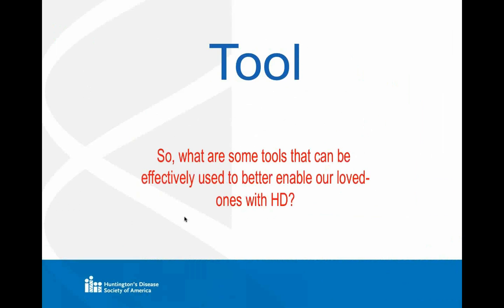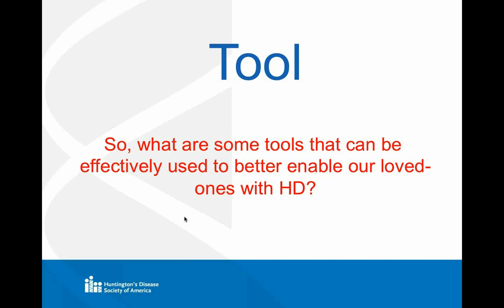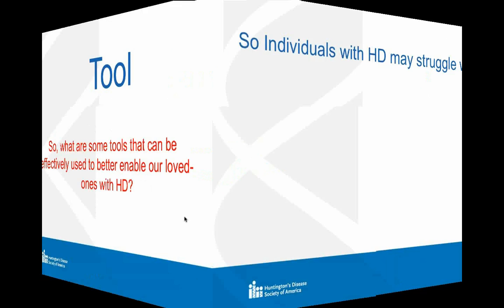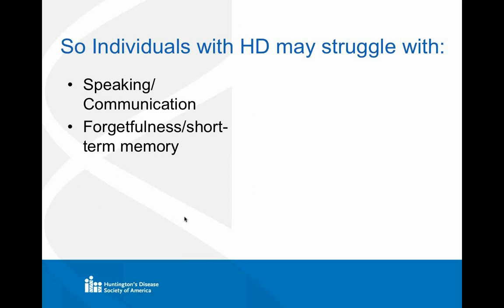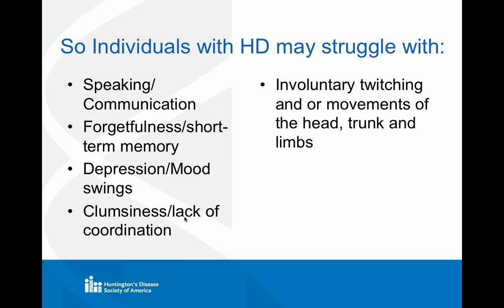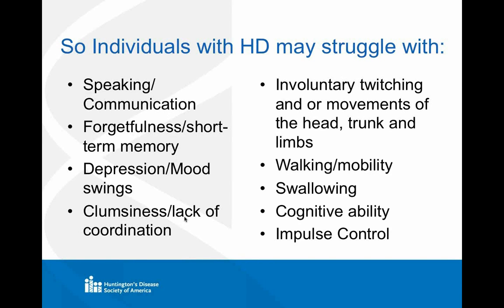And then there's the tool. So what are some tools? What are some assistive technologies that can be effectively used to better enable our loved ones with HD? So again, I'm just going to reiterate this because we have to focus on what the struggles are, what the symptoms are, what the person might be struggling with. Is it speaking, communication? Is it forgetfulness and short-term memory, depression and mood swings, clumsiness, involuntary twitching? Is it the chorea? Is it walking and swallowing, and a cognitive ability and impulse control?